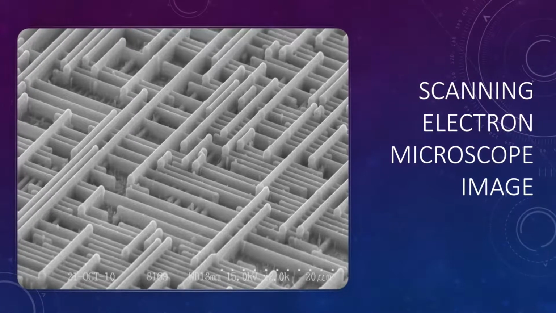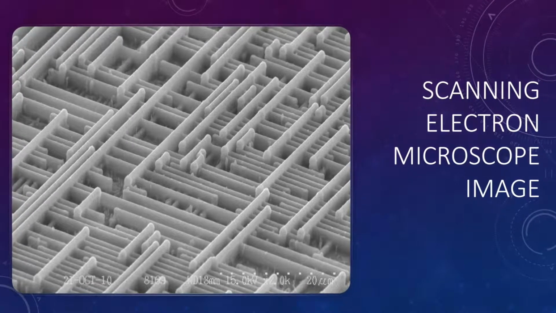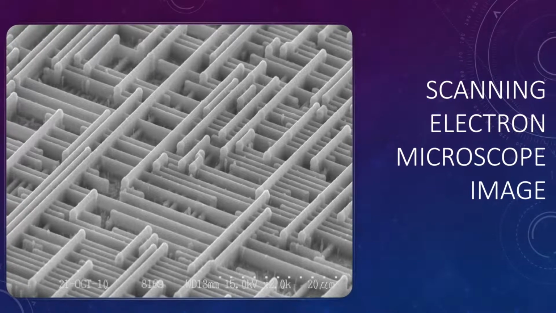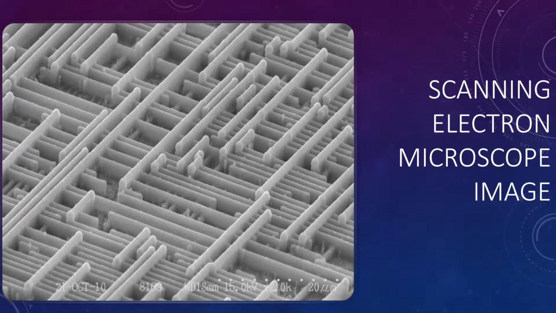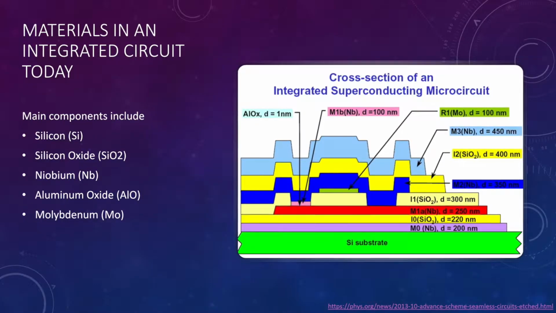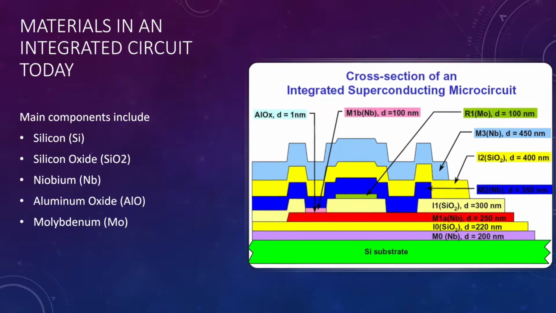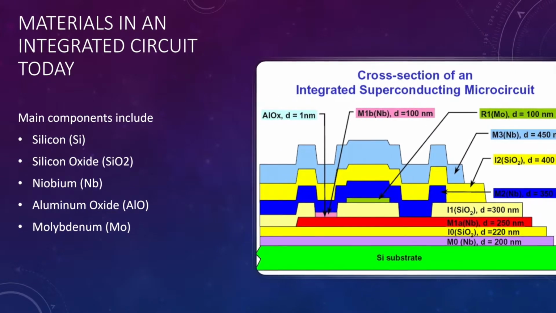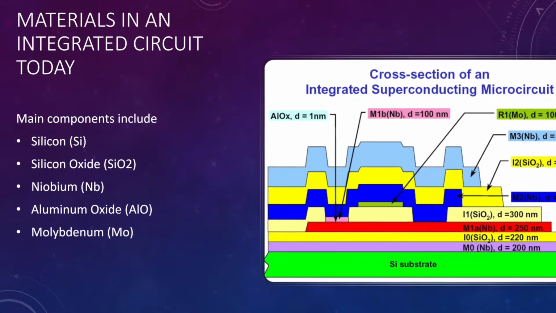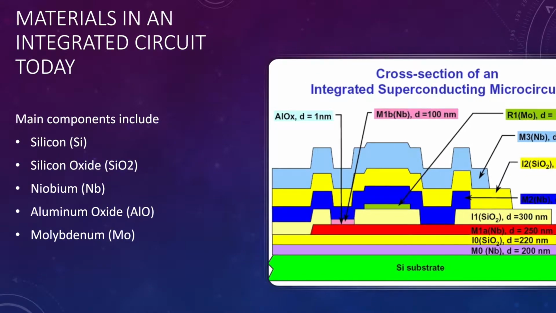and complex. In this image, you can see the complex pattern of connections formed by layers of metals and semiconductors, including silicon. Although various circuits may include different semiconductors, the silicon substrate is consistent with most integrated circuits. Other common components include niobium, aluminum, and molybdenum.